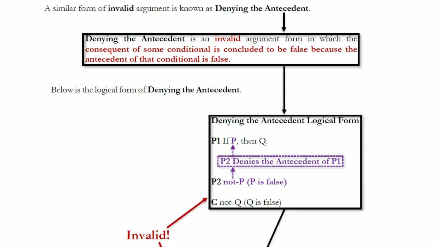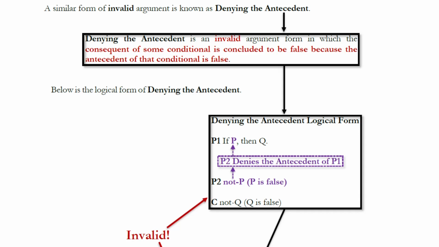Just as affirming the consequent is exactly the opposite of modus ponens, so denying the antecedent is exactly the opposite of modus tollens. Instead of concluding that the antecedent of a conditional must be false because the consequent of that conditional is false, as in the case of modus tollens, an argument that denies the antecedent concludes that the consequent of a conditional must be false because the antecedent of that conditional is false.